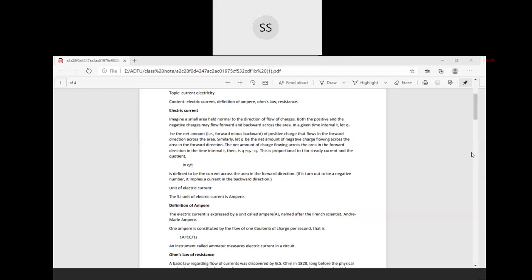Basically, you can also write down this line: current is the rate of flow of electric charge. Okay, so the SI unit of current is ampere, named after the scientist Andre Marie Ampere. So the SI unit of electric current is ampere.